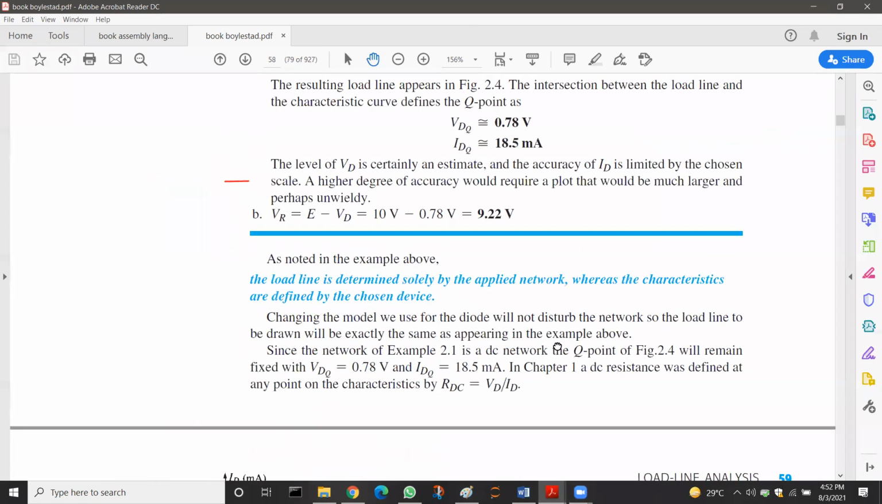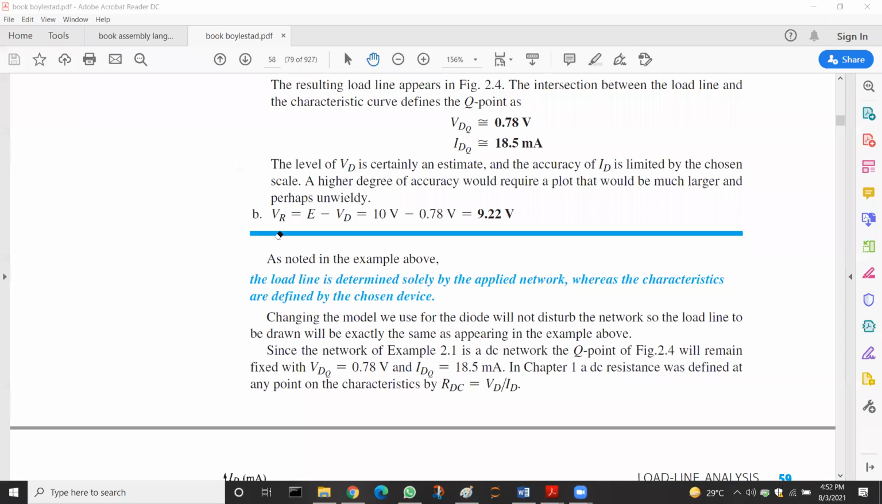Similarly, the next part is to determine the voltage. The voltage across R can be found by using this relation that VR is equal to E minus VD. So after computation, we get the value 9.224.